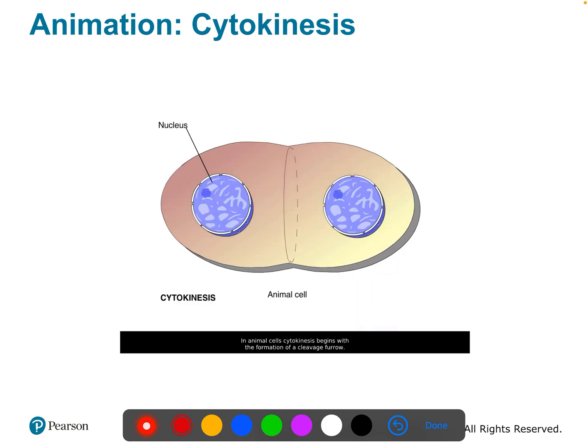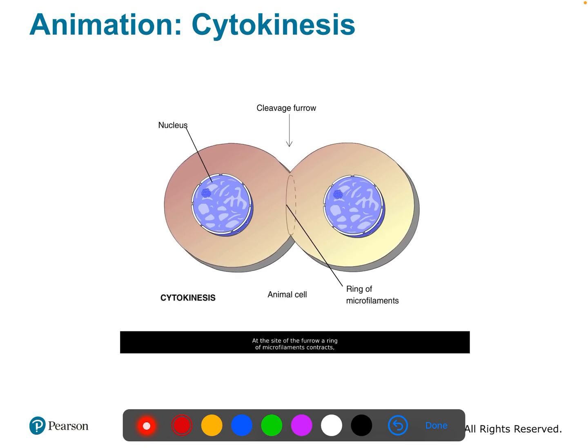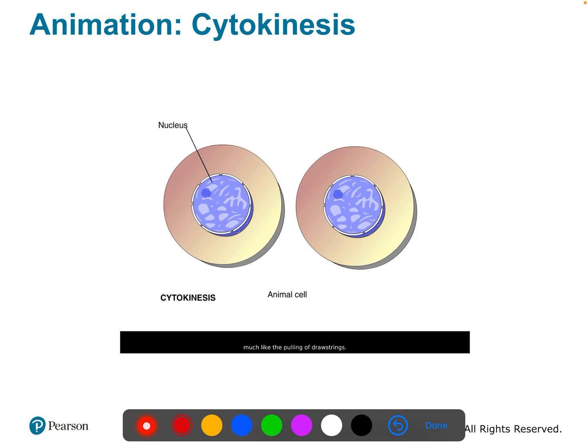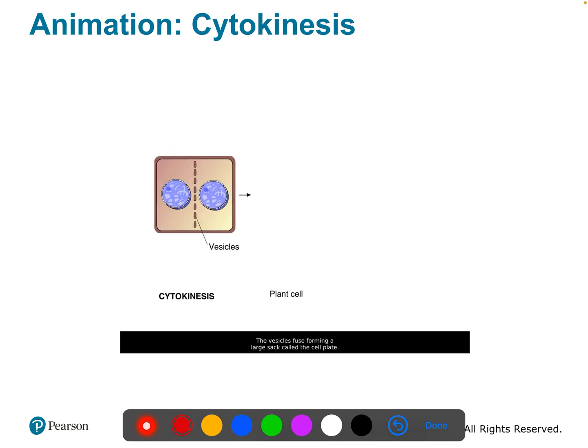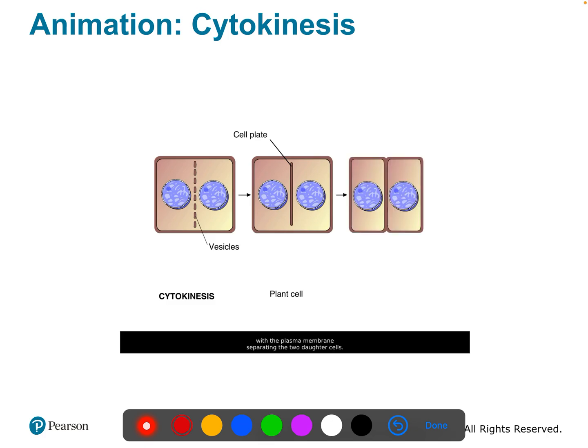In animal cells, cytokinesis begins with the formation of a cleavage furrow. At the site of the furrow, a ring of microfilaments contracts, much like the pulling of drawstrings. The cell is pinched in two, creating two identical daughter cells. In plant cells, cytokinesis begins when vesicles containing cell wall material collect in the middle of the cell. The vesicles fuse, forming a large sac called the cell plate. The cell plate grows outward until its membrane fuses with the plasma membrane, separating the two daughter cells. The cell plate's contents join the parental cell wall. The result is two daughter cells, each bounded by its own continuous plasma membrane and cell wall.